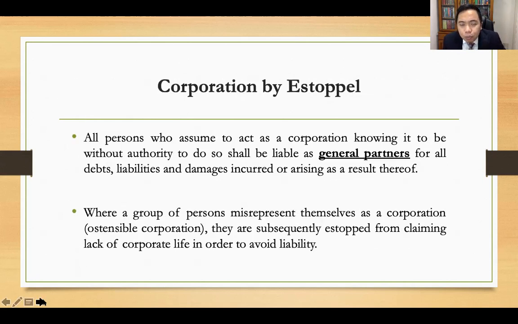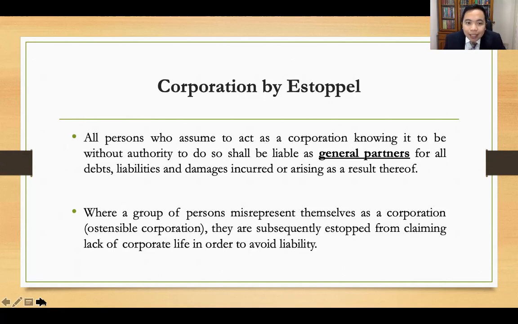Okay, class. Corporation by Estoppel is the same concept as what we have discussed under the law on partnership. Diba, class, naalala nyo yung partnership by Estoppel? If a group of persons have misrepresented themselves to be forming a partnership, but in truth and in fact, there is no registered partnership or there is no duly signed articles of partnership. So, class, that concept is also the same in corporation by Estoppel.